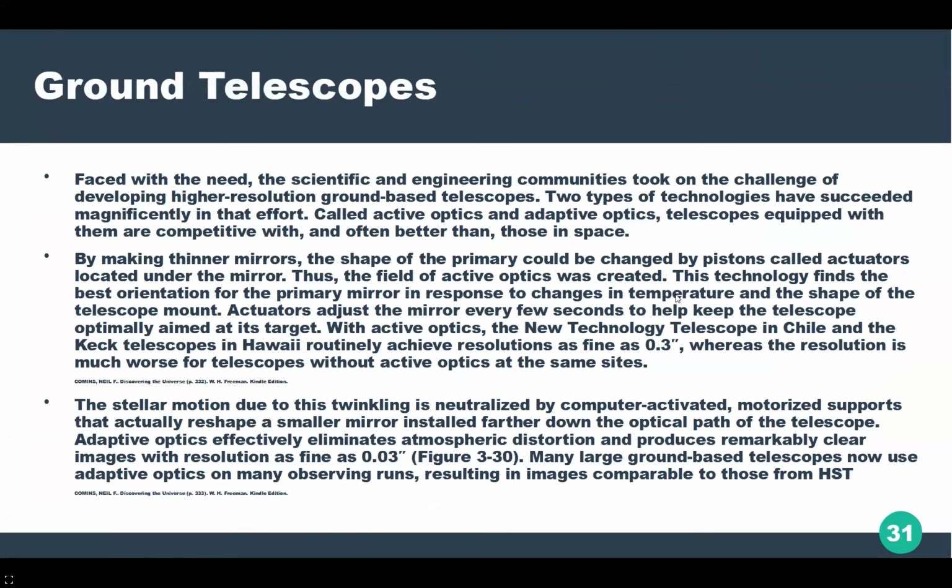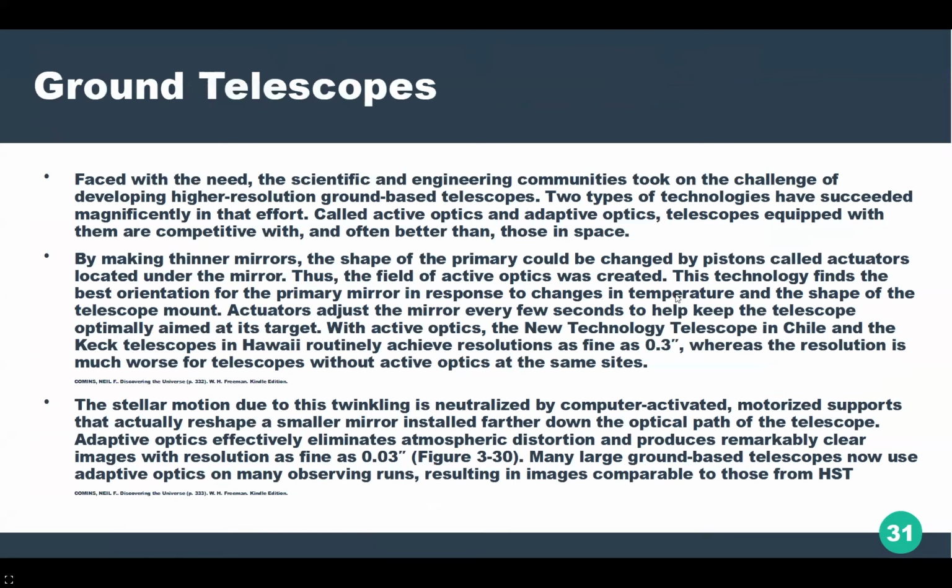By making thinner mirrors, the shape of the primary optics could be changed by pistons called actuators located under the mirrors. Thus, the field of active optics was created. This technology finds the best orientation for the primary mirror in response to changes in temperature and the shape of the telescope mount. Actuators adjust the mirrors every few seconds to help keep the telescope optimally aimed at its target.